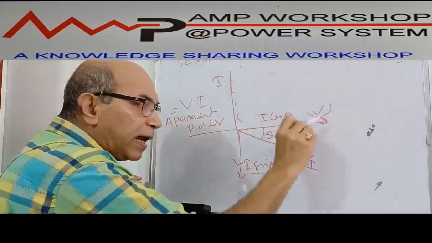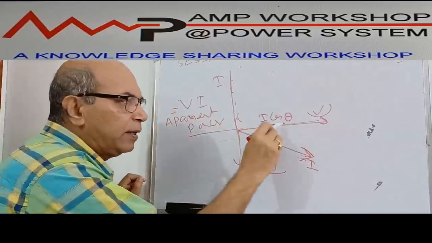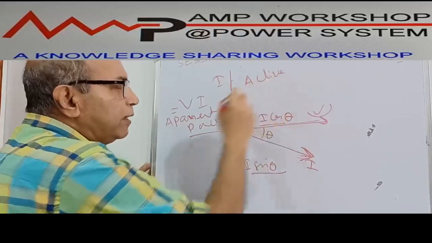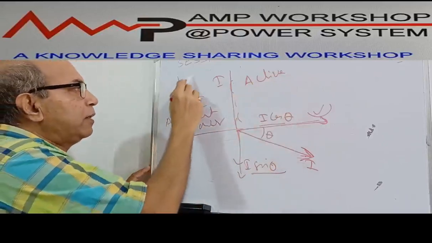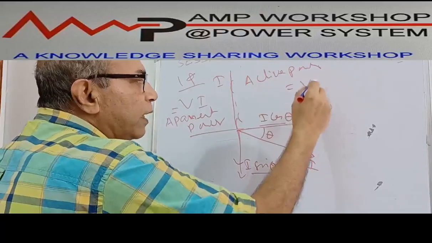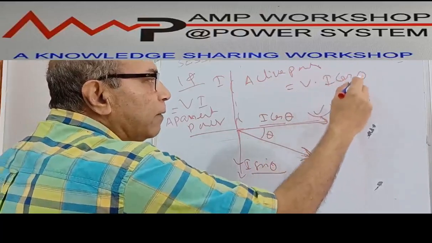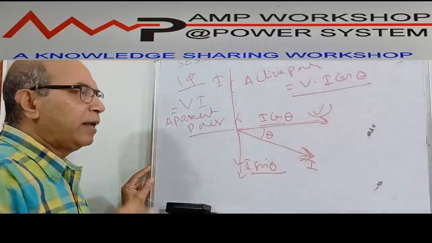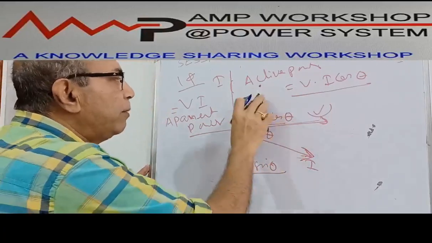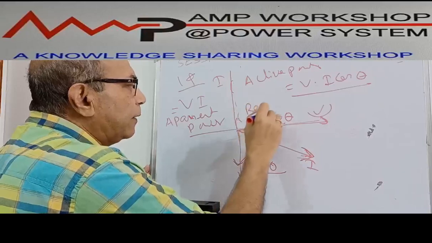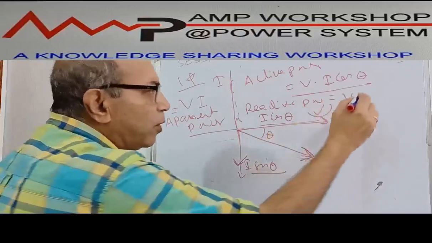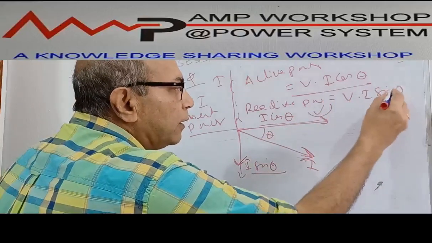So this voltage-aligned component is the active current. Active current gives the power which is called active power. So active power equals how much? We are discussing a single phase circuit. So active power equals voltage into active current, that is V I cos theta. So this is for active power. And the reactive power is given by the reactive component of the current. So reactive power is equal to the same voltage into the reactive component of the current, V I sin theta.